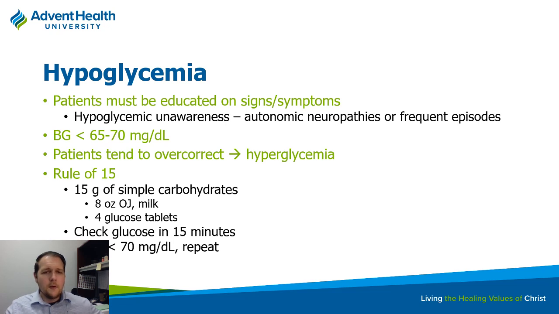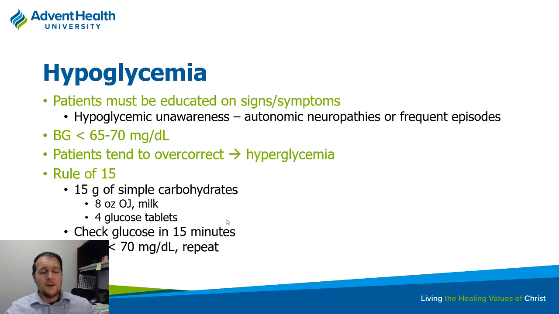I don't know if you've ever been hangry before, but I certainly have, and I tend to overcorrect and eat way too much, right? That typically leads to hyperglycemia. So if the patient is awake and with it, they can do what they call the rule of 15, where they ingest 15 grams of simple carbohydrates. That can either be 8 ounces of orange juice or milk, or they may have glucose tablets they carry around with them, about 4 of those, and they'll consume that. They'll wait 15 minutes, check their blood sugar again, and if it's still low, they can repeat. This is all for patients who are still awake and with it.